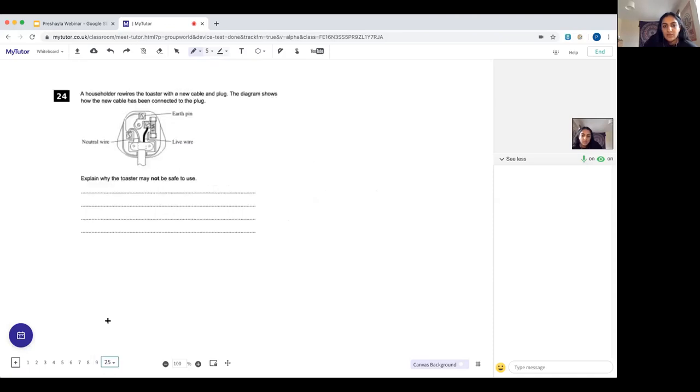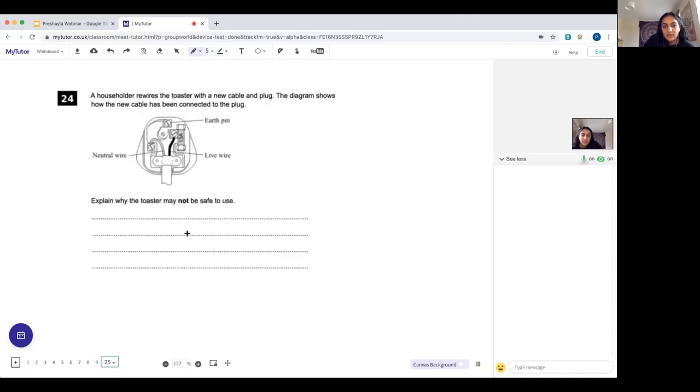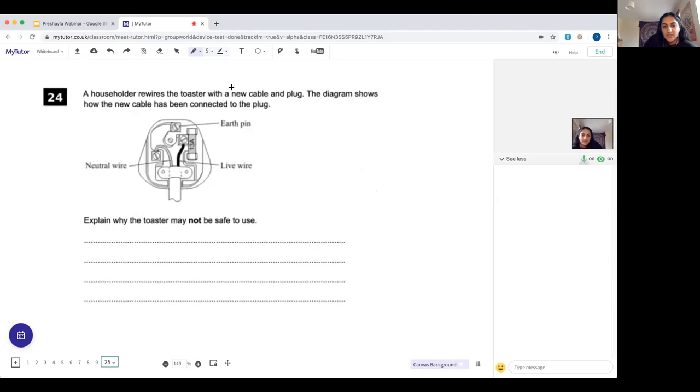Okay, so here a householder rewires a toaster with a new cable and a plug. Explain why this toaster might not be safe to use. Why wouldn't this be safe to use? You've got to pay attention to detail in this one because it might not be clear as soon as you look at it.